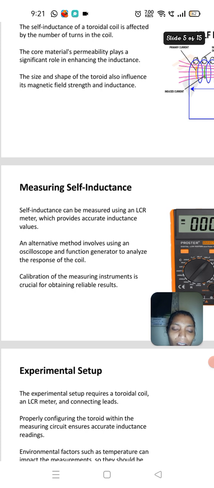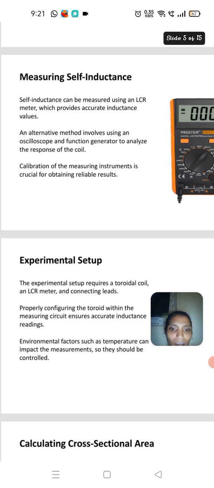Measuring self-inductance. Self-inductance can be measured using an LCR meter, which provides accurate inductance values. Alternative methods involve using an oscilloscope and function generator to analyze the response of the coil. Calibration of the measuring instruments is crucial for obtaining reliable results.